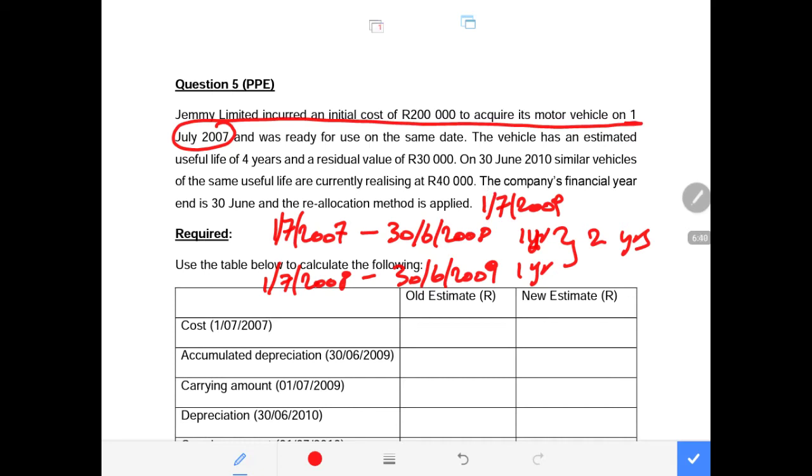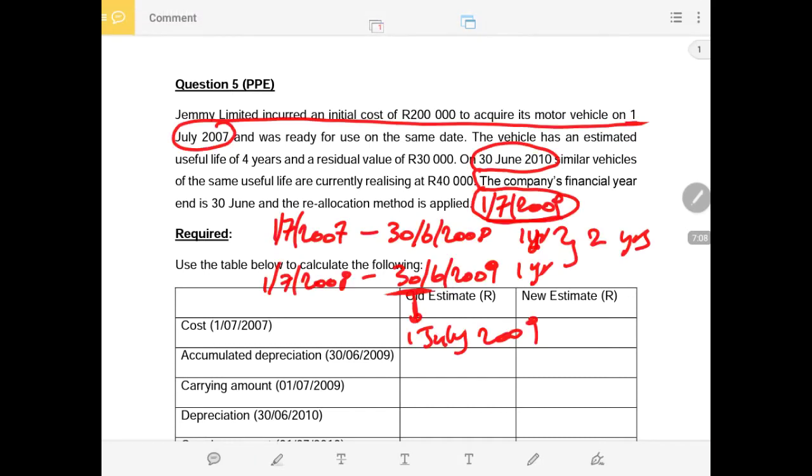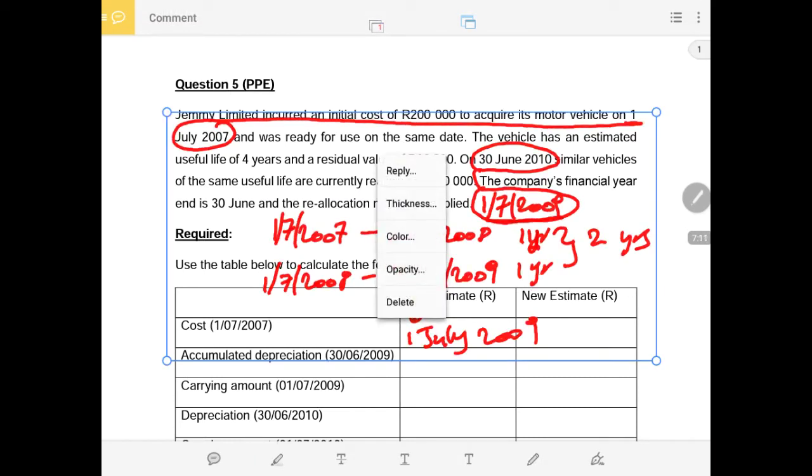Remember, the date of the change in estimate, we always bring it to the beginning of the year, not to the end of the year. So now that means that the change in estimate took place on the 1st of July, which is 1 day just after the 30th of June. After the 30th of June, it was the 1st of July 2009. So now that means we are to calculate depreciation for 2 years from the year the asset was ready for use up to the date there was a change in estimate, which is the 1st of July 2009.